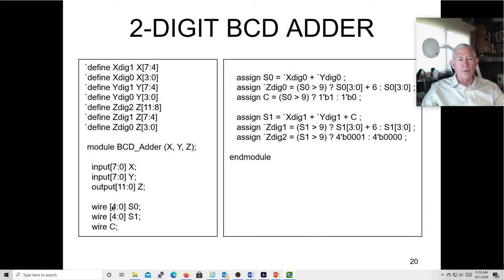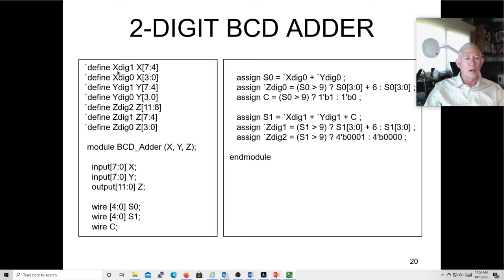Note, these are five bit signals. They have 4 bits of sum and a carry bit. They're 5 bits. And then S0 is basically just X digit plus Y digit. So we're just adding these two. So here's our adder. Now notice, to do this adder, we didn't instantiate the gate level description of this adder. We did that as a higher level. We just used two vectors defined by these define statements.